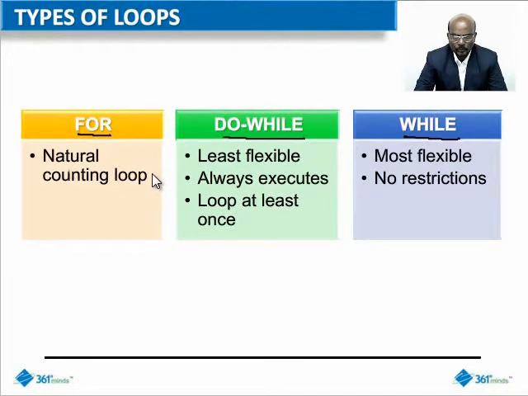Whereas in a do while loop, irrespective of what the condition is, the first statement will always be executed, and only then will it check if the condition is true or false. On the other hand, the while loop, the most flexible, will first check the condition, and only if the condition is true, the statement is executed, else it will go out of the loop.